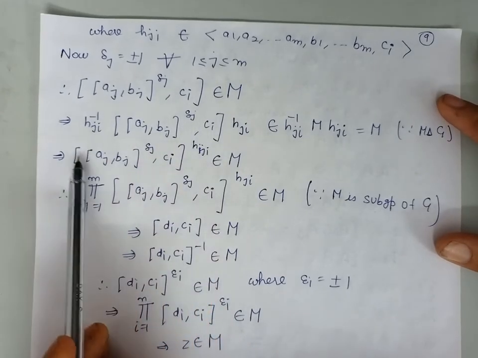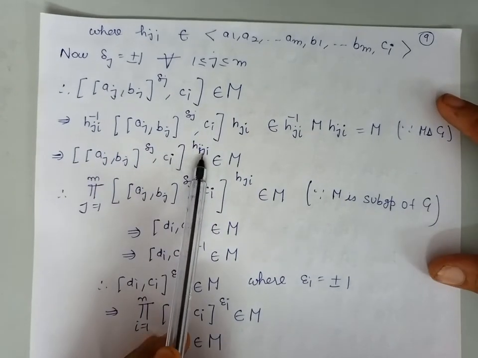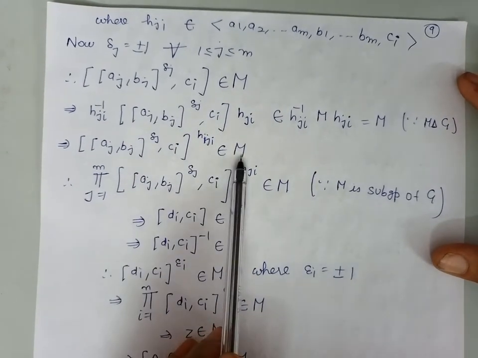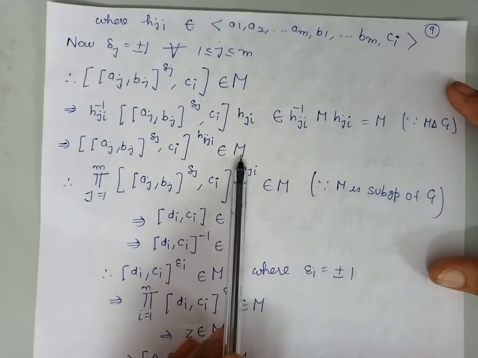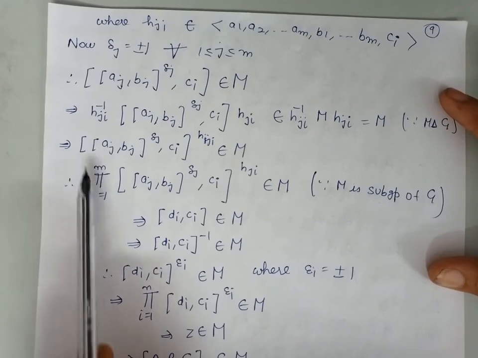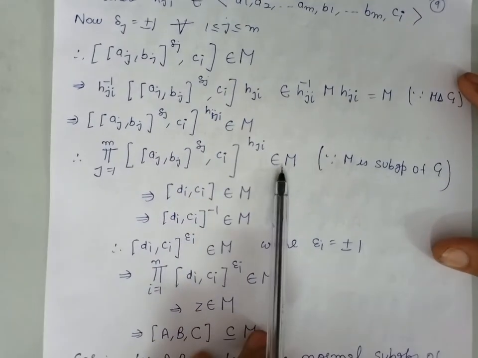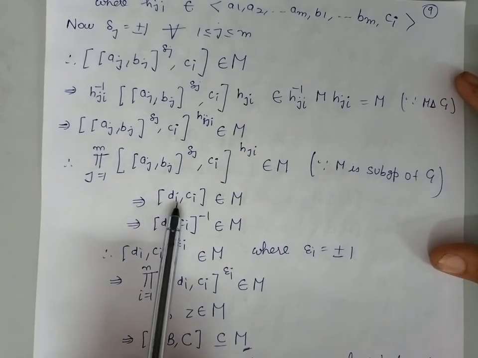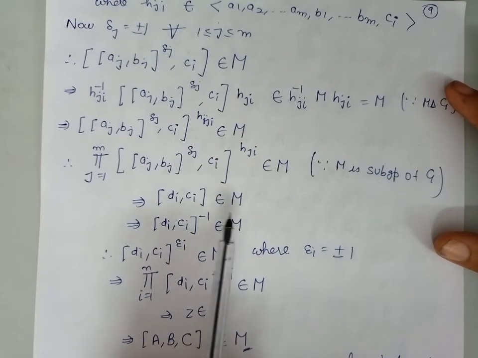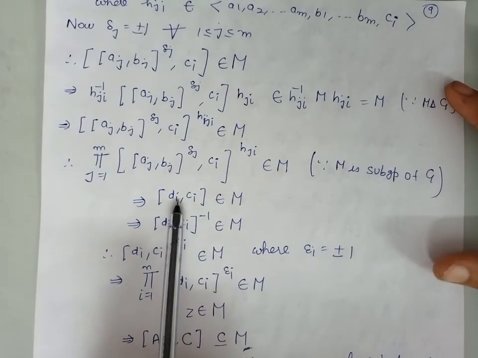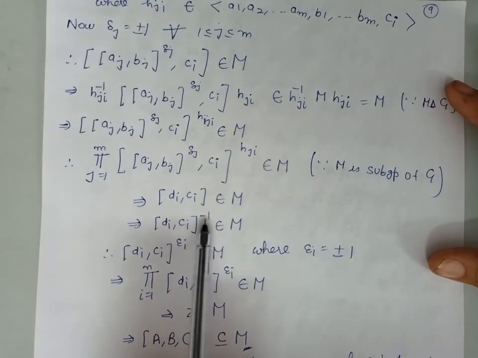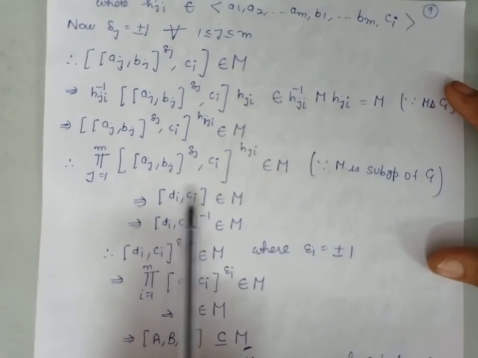And therefore, if we have the power Hji in the above expression, then that will also belong to M, because M is a normal subgroup of J. And therefore, the product of these expressions will also belong to M, because M is a subgroup of J. So we have proved the commutator of Di with Ci belongs to M. Because M is a subgroup, if this commutator belongs to M, its inverse will also belong to M. So we have proved that whether we have power 1 or -1, in both cases, the commutator belongs to M.